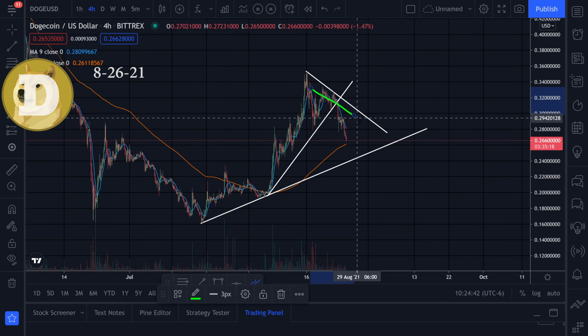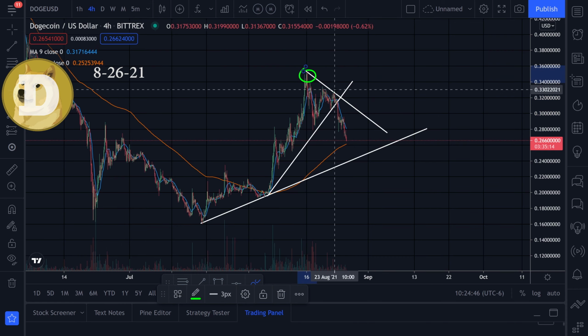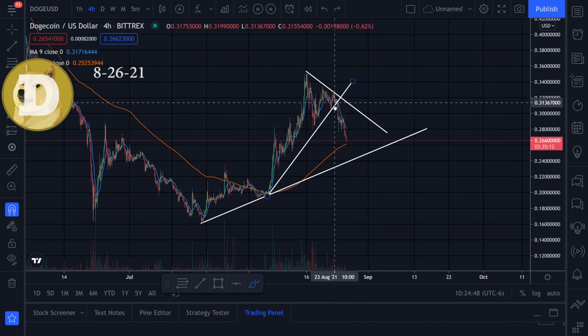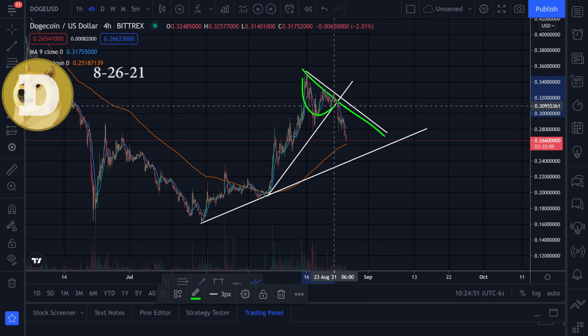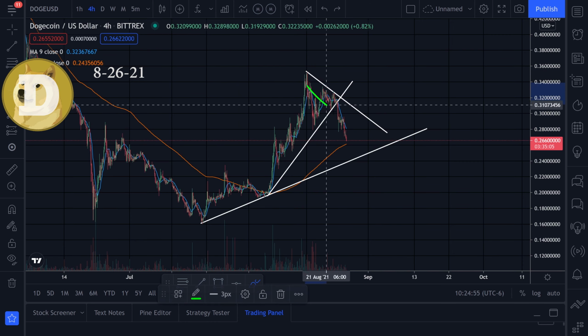We broke that trend line going to the downside. So I drew a trend line going to the downside right there from this resistance and this resistance area right there. Basically, until we break this trend line going to the upside, I'm assuming that we're kind of heading down, or at least trending down.